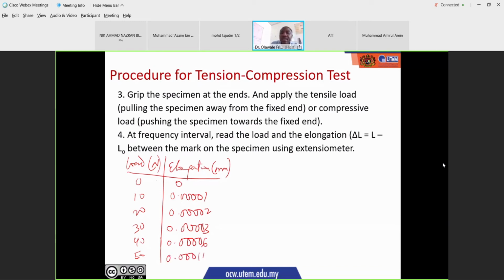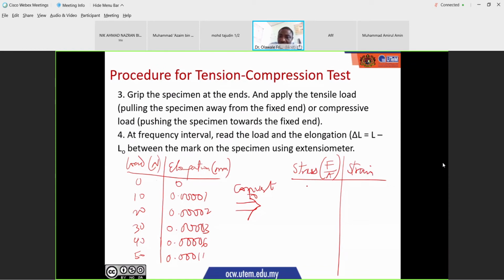Okay. Now you need to convert to stress and strain. Stress, which is F all over A. Please, if you don't understand what I'm doing, let us know. Then you have strain here.